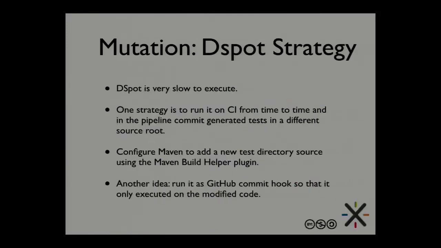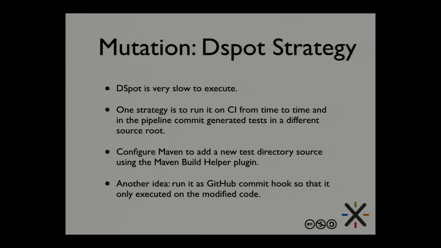Now the problem is DSpot is very slow, and that's very typical in mutation testing. That's the main issue: the slowness. So you have to define a strategy that would work. The idea I have at the moment that I want to apply on the project is that we would not run it on developers' machines because it's too slow. We would run it on the CI from time to time only. In the CI pipeline, for example a Jenkins pipeline, we would commit the generated tests, like the one I've just shown you, generated by DSpot.